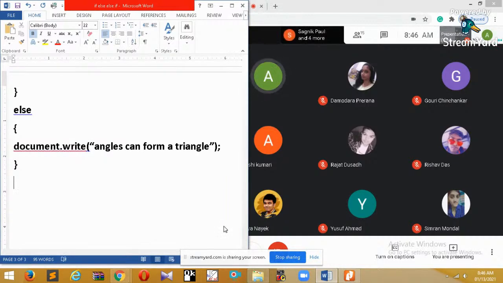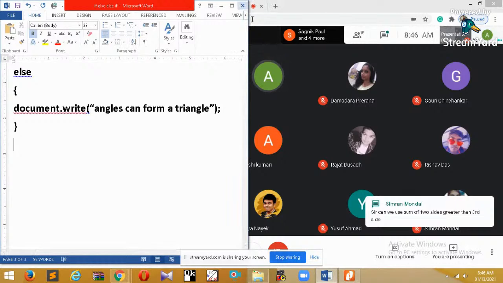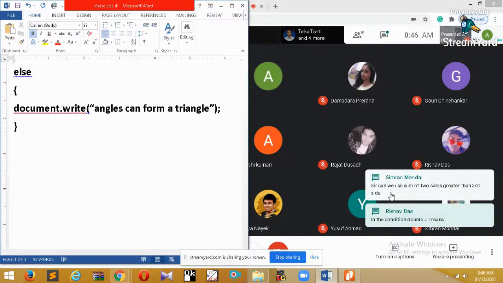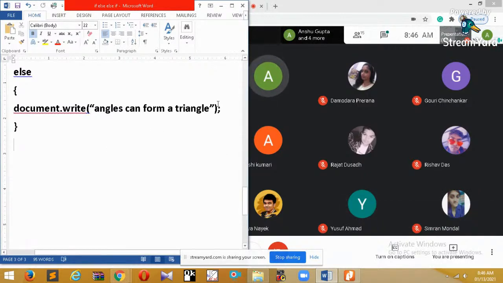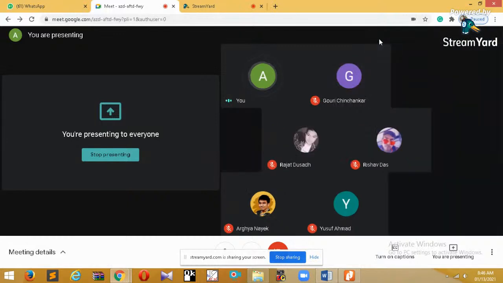So now these are the kinds of programs that we can do under the if else statement. Yes, can we use the sum of two sides greater than the third? Obviously, that is a different condition. Let me see what other messages came.